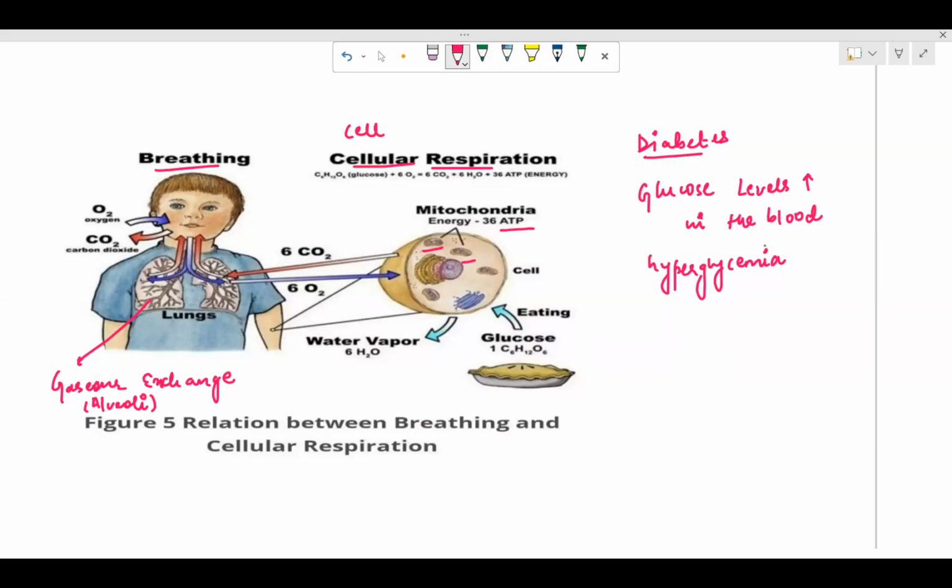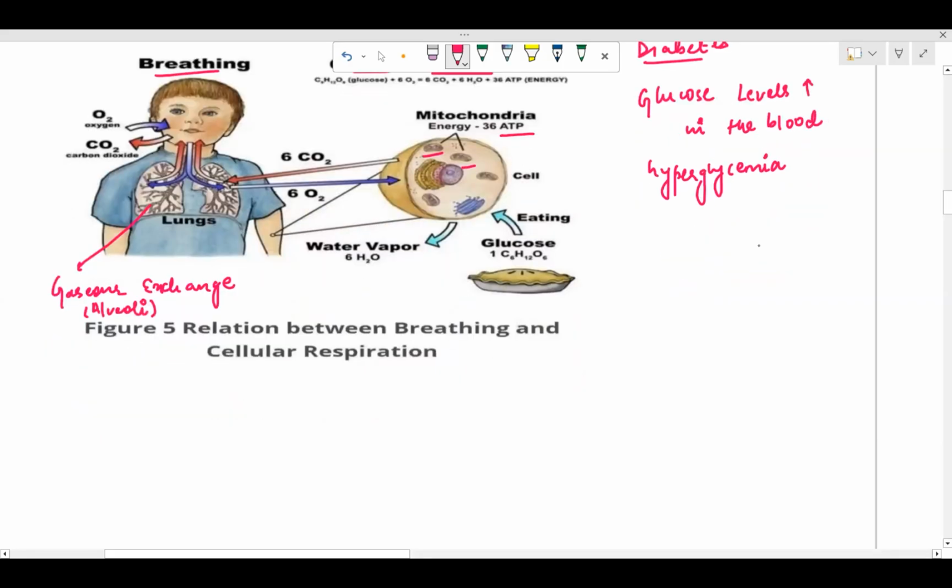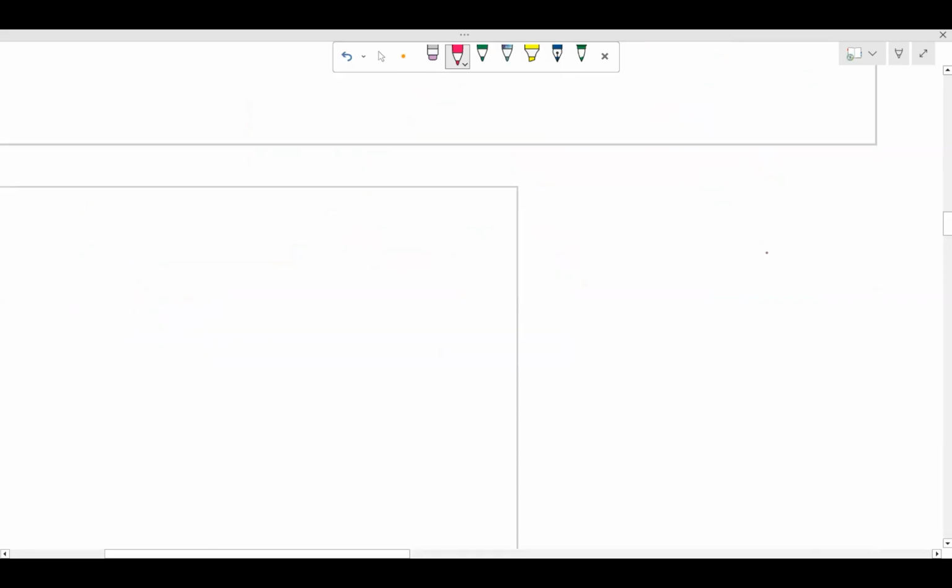That's why it is important, ma'am, that your glucose should be absorbed into your cell so that it can be utilized for energy. If it is not being absorbed by the cell, you will not gain energy and the blood glucose level will increase. Ma'am, what reasons can be behind this? Like why the glucose is not getting absorbed by the cell?